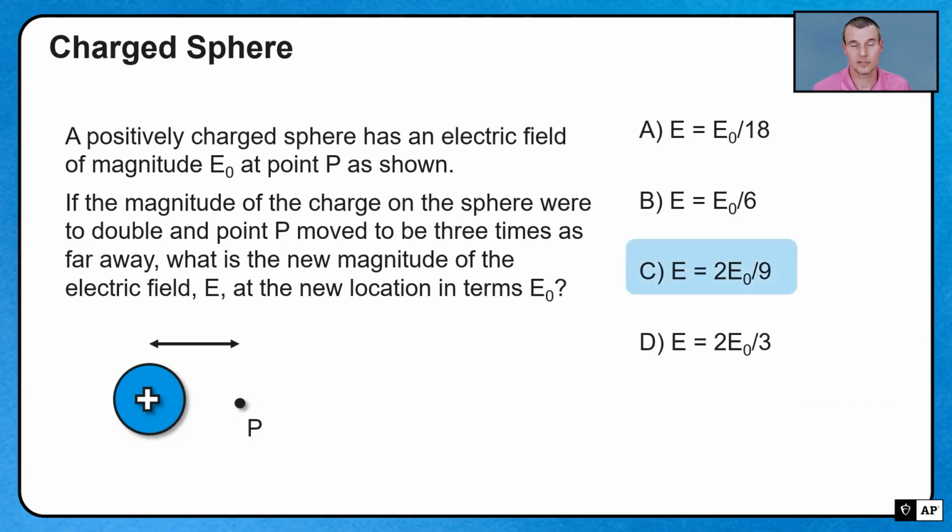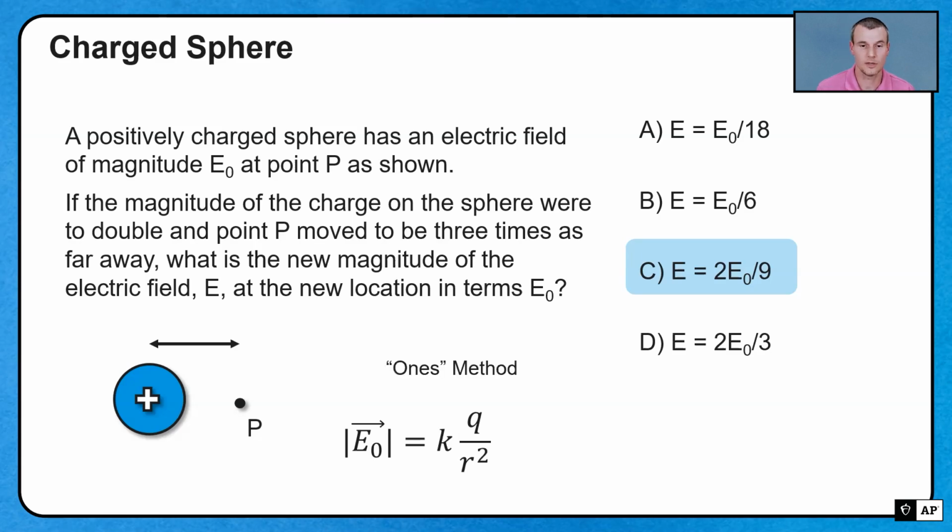Why is it 2/9? Let's break this thing down. We're going to jump to that equation that we derived before, where we combine Coulomb's law with that definition for electric field. We put these two things together, we get this equation. We're going to do this thing called the ones method to help us out with our proportional reasoning. What's the ones method? The ones method is when you turn everything into ones. Sure enough, 1 times 1 over 1 squared is just going to be 1. That was the initial case.